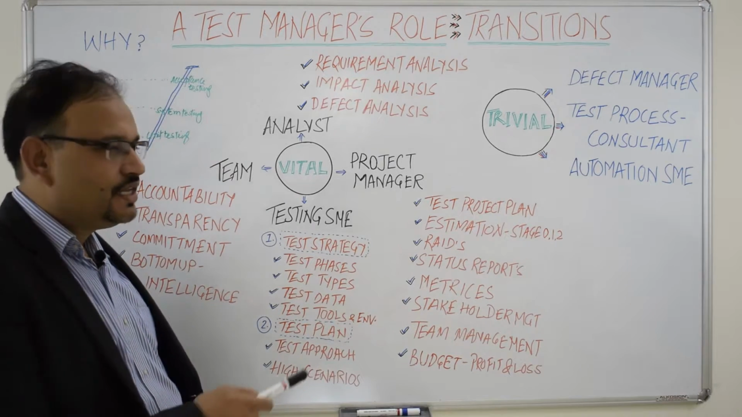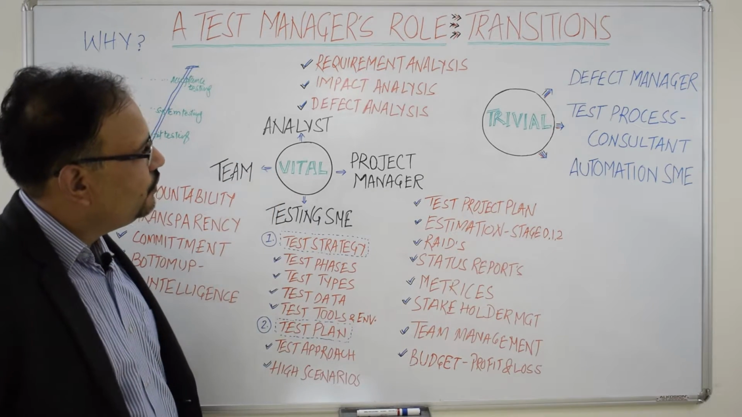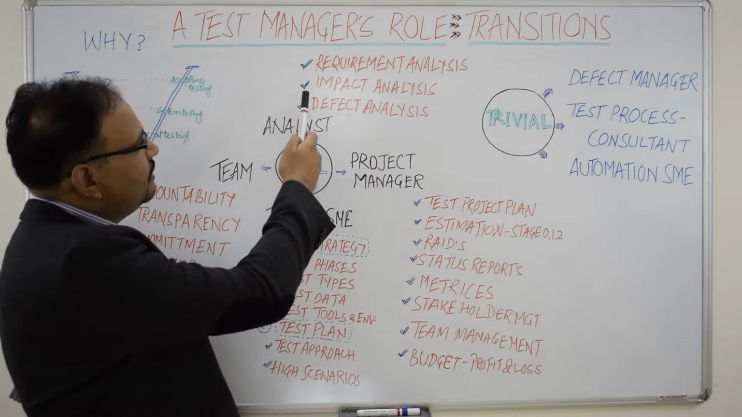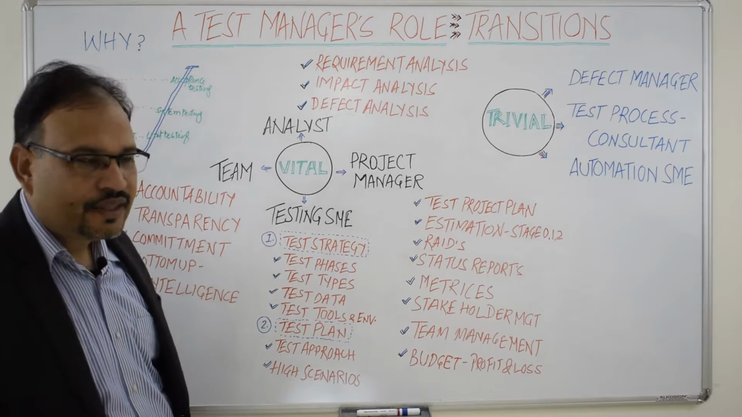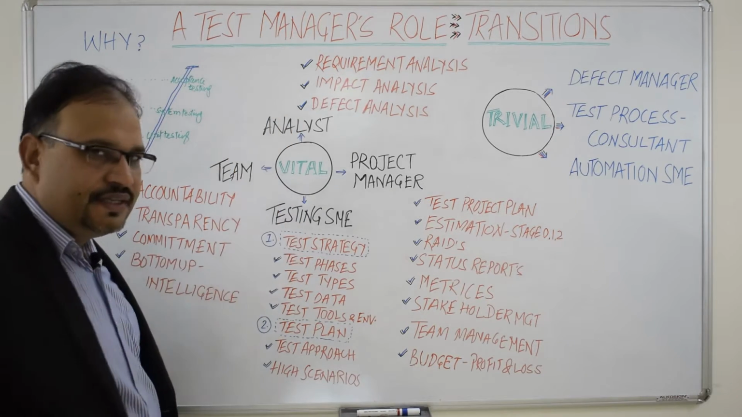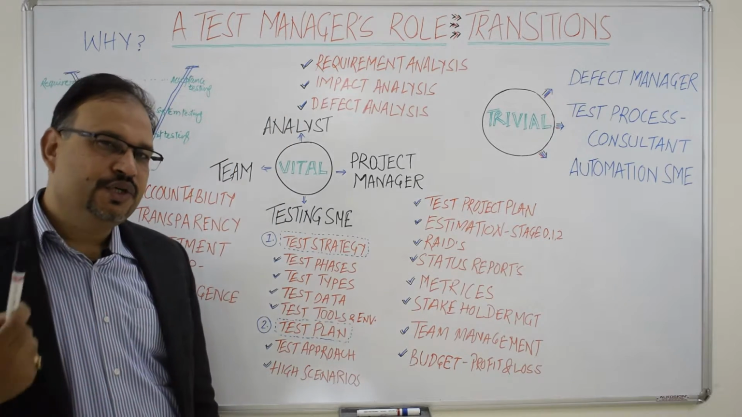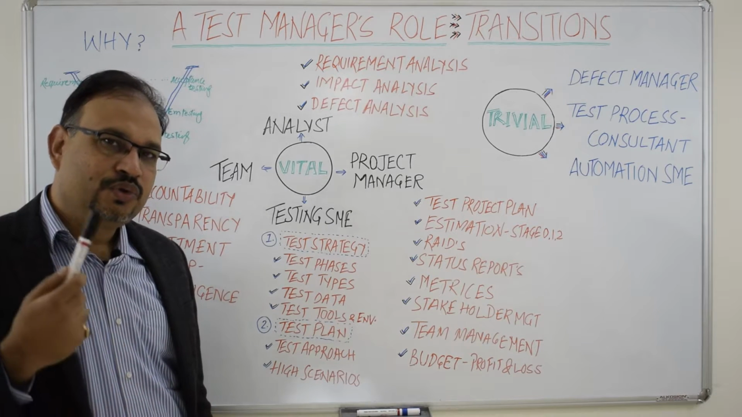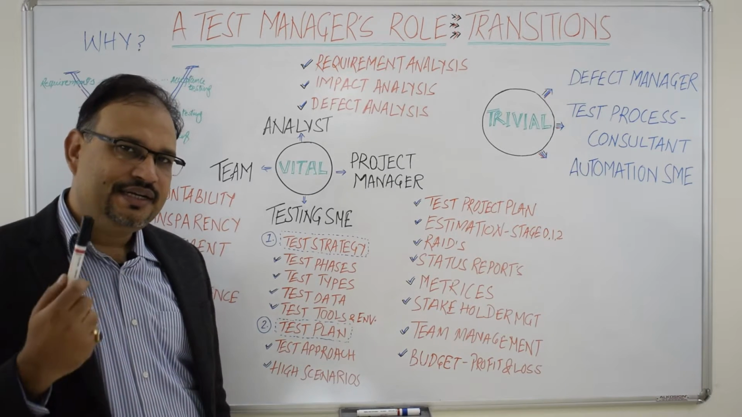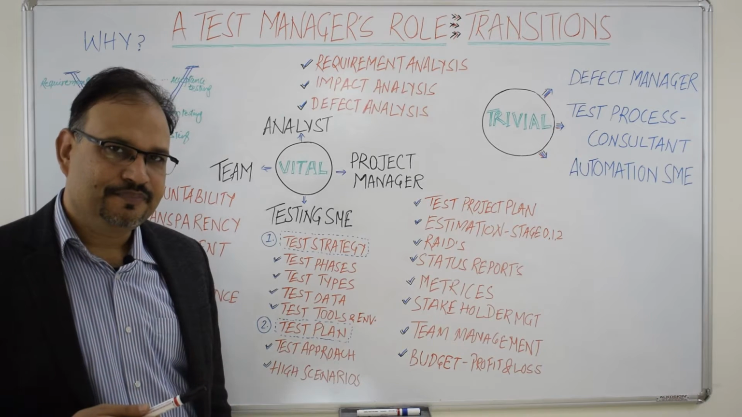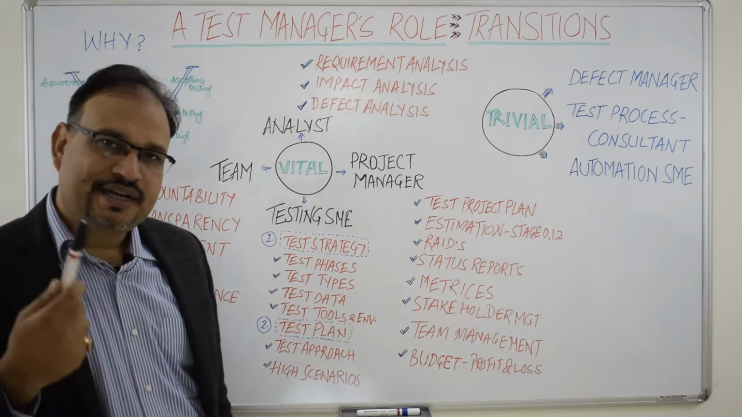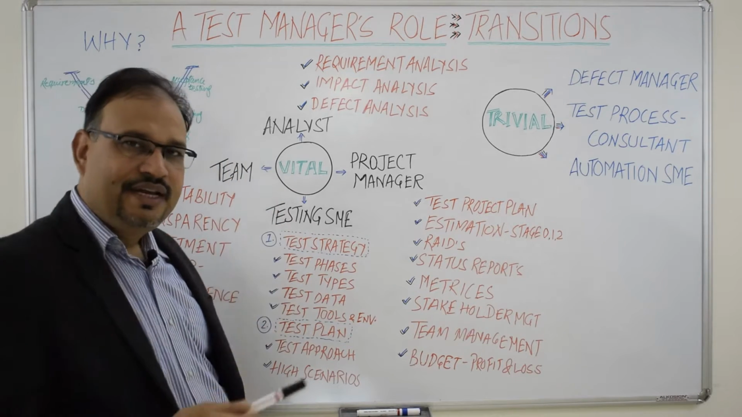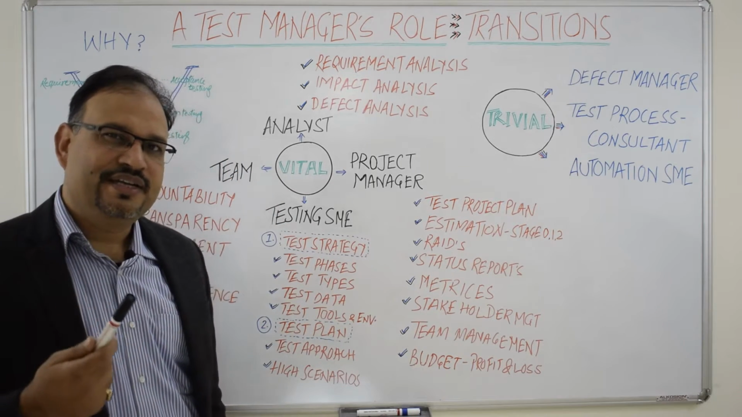His third such role is that of analyst, which is where he is involved in three types of analysis: requirement analysis, impact analysis, and defect analysis. Requirement analysis: when the requirements are rolled out, he gets into the shoes of a business analyst to thoroughly understand the requirements and tag any questions and concerns there. And this is very important because if the requirements are clarified at that stage itself, it leaves very less scope for retesting and defects.